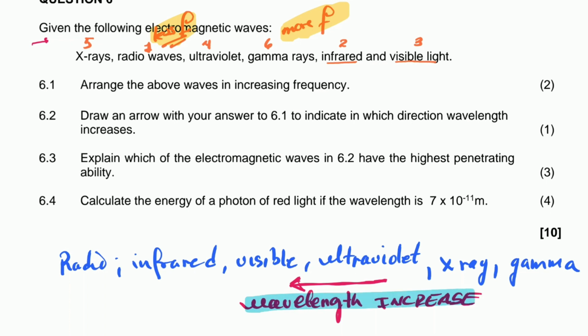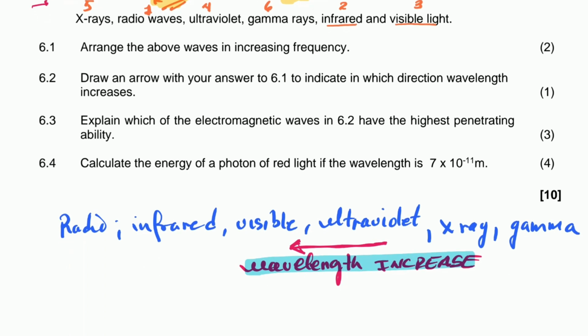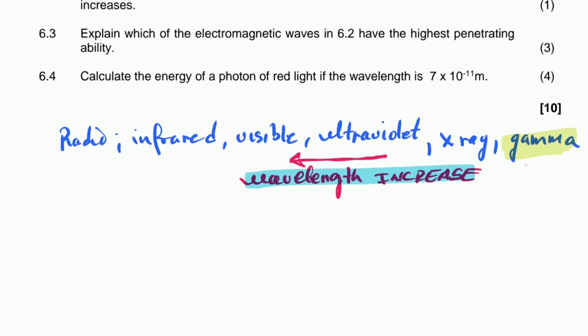Wavelength increases in that direction. Explain which of the electromagnetic waves in 6.2 has the highest penetrating ability. Now guys, that is simple. We don't have to go further down. We're just going to do it here. So here, the gamma ray is the one that has the highest penetrating ability.